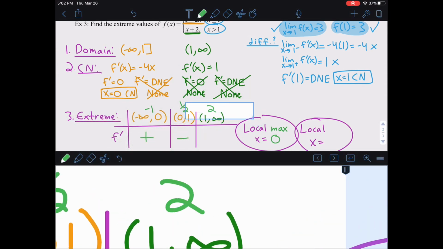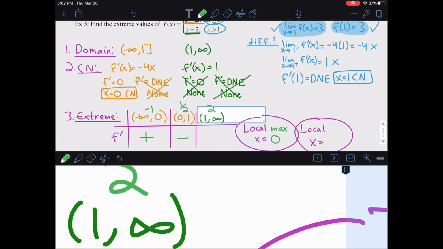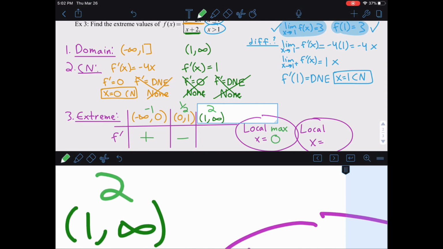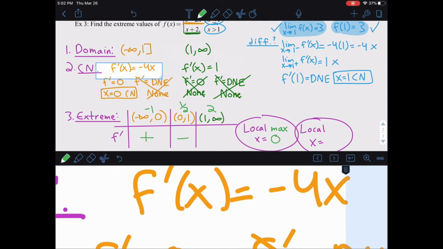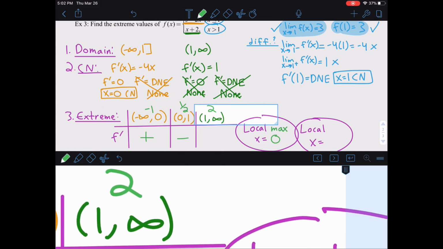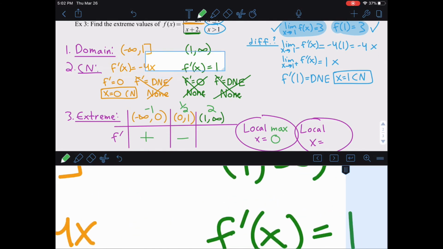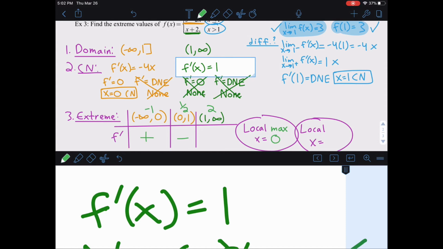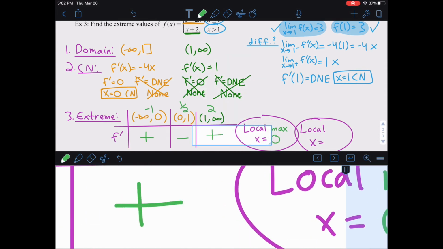I'll pick 2. And now you have to be careful here as well. You have to make sure that whatever x value you're checking here, you have to plug into the proper derivative. If I plug 2 into the derivative of 5 minus 2x squared, I'm going to get a negative. But this part of the graph, 1 to infinity, doesn't correspond with the first part, so I shouldn't be using the derivative negative 4x. I need to use the derivative, which is positive 1. No matter what x value I pick, I'm going to always get a positive.